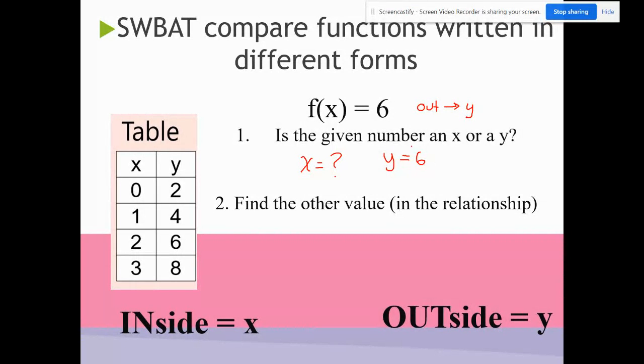So I'm going to see if I can find a y 6 on the table. So look at the y side. Don't look at the x side. Y is right here. Y is 6. So that tells me the relationship is 2 comma 6, where 6 is the y, outside number, and x is 2, the inside number.